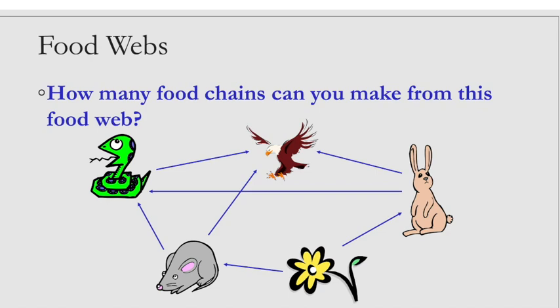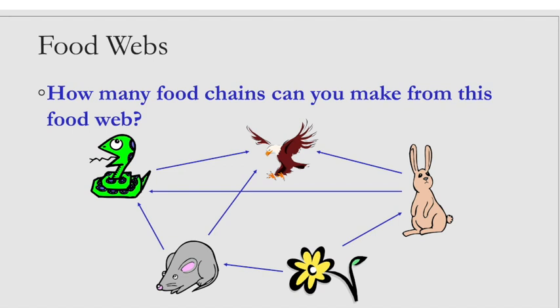So let's look at this. We have the producers, we have consumers. What I would like for you to do is see if we can identify the type of consumers. So the mouse will be considered a what? A herbivore. Why? Because it only eats what? Plants. Very good. The rabbit also will be considered a what?